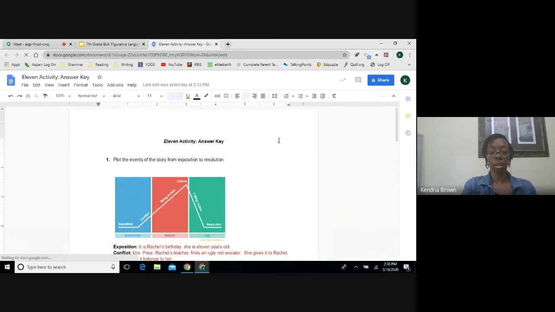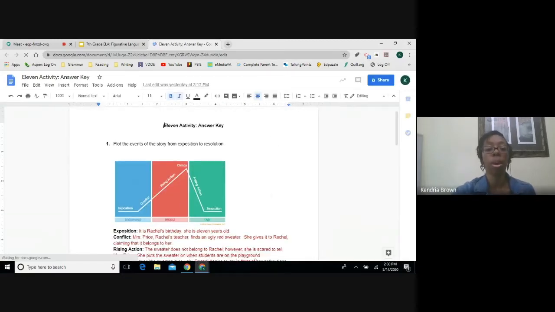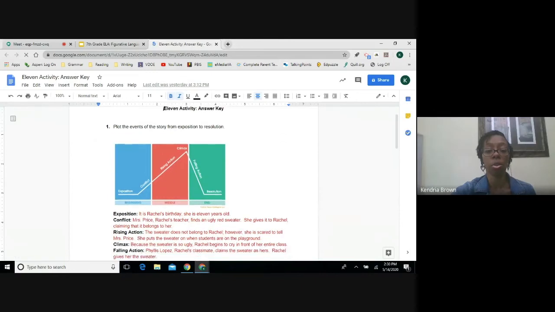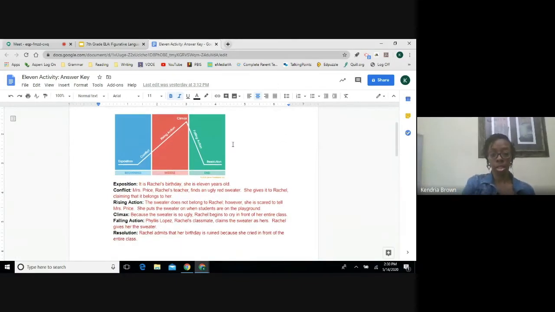Okay, so here is the answer key. Number 1, plot the events of the story from exposition to resolution. I've put the events in red. So our exposition is, it is Rachel's birthday. She's 11 years old. That is a semicolon, by the way. Conflict is Mrs. Price, Rachel's teacher, finds an ugly sweater. She gives it to Rachel, claiming that it belongs to her.